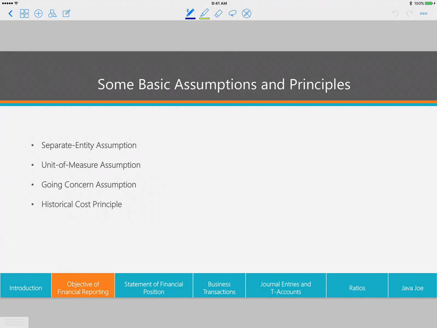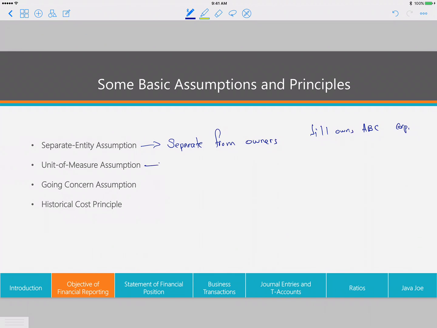So let's talk about a couple of basic assumptions and principles that we're going to need to move forward with this chapter. The separate entity assumption. We want it to be very clear that the financial statements that we are providing are separate from the owners. So let's say Jill owns ABC Corp. If Jill goes out and buys a personal car, this should not be reported on the financial statements of ABC Corp. That is her personal transaction, so we do not report the transactions of the owners. They are separate from the company.